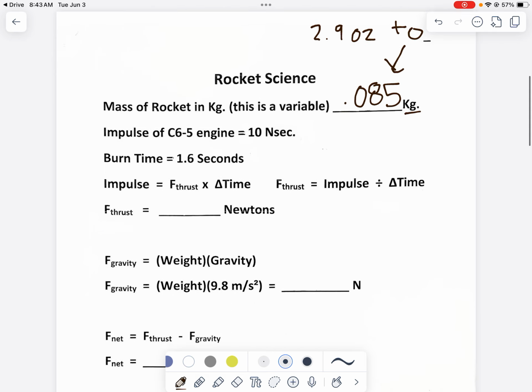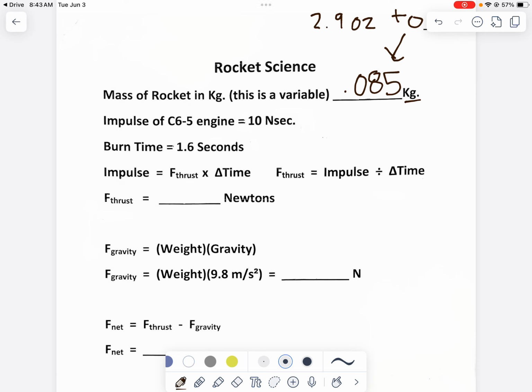Okay. These two bits of information right here, the impulse and the burn time, those are constants. So we're all going to have the same one. They're just characteristics of that C65 engine. The impulse is like the oomph. So it's how much momentum it has. The burn time, I actually thought this is what the 5 was, but it's not. The 5 is just the number of seconds before the parachute comes out. So burn time, this engine burns for 1.6 seconds.